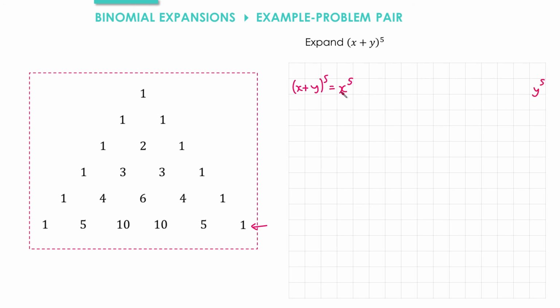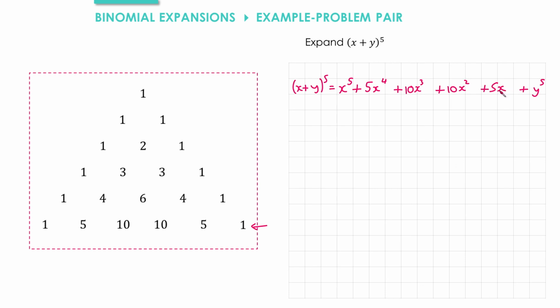The binomial coefficients of these two terms will be 1. And then I'm going to put in my other binomial coefficients. So I've got 5, 10, 10, and 5. And we'll put a plus in front of all of these. Then we'll fill in the rest of the powers of x. We've got x to the 5, x to the 4, x cubed, x squared, and x.